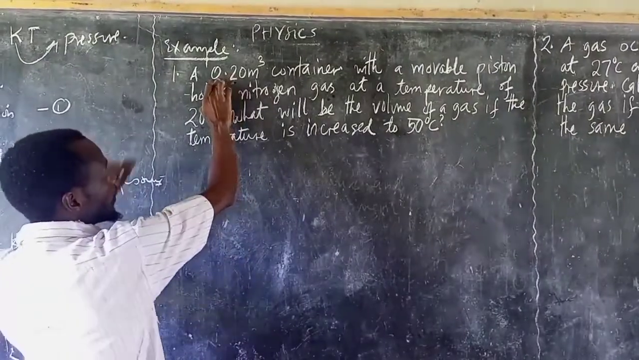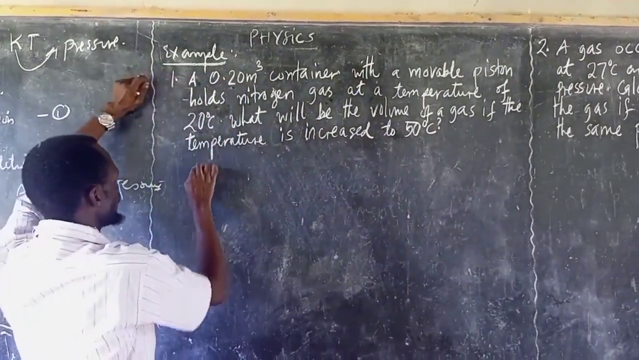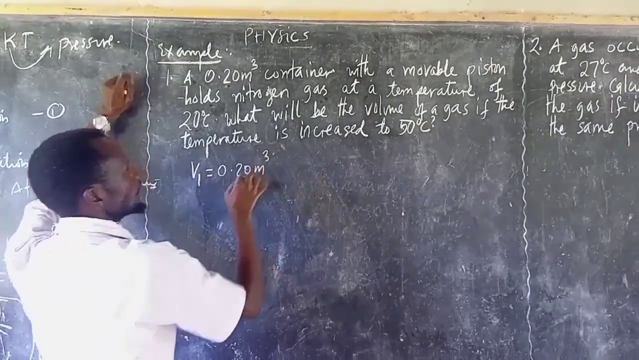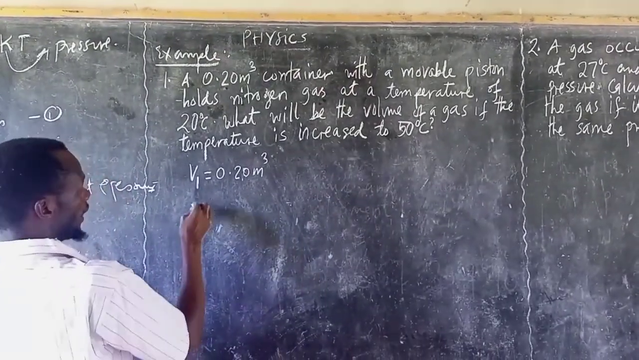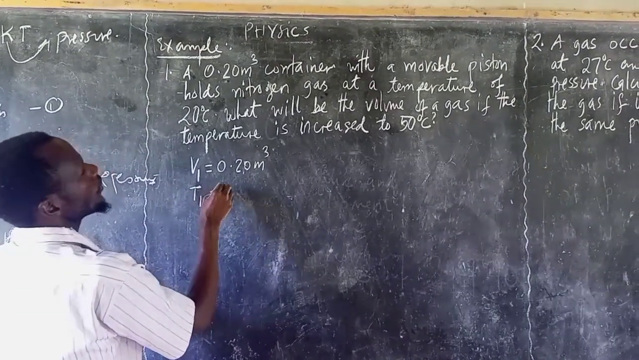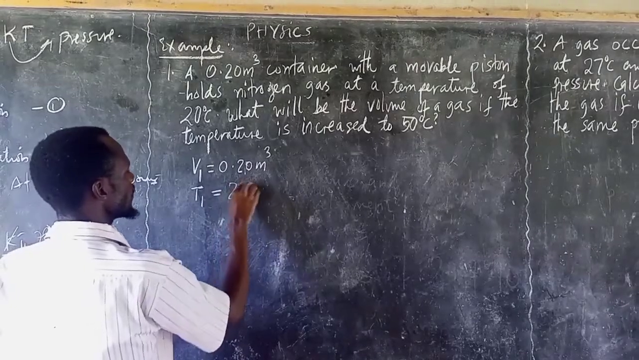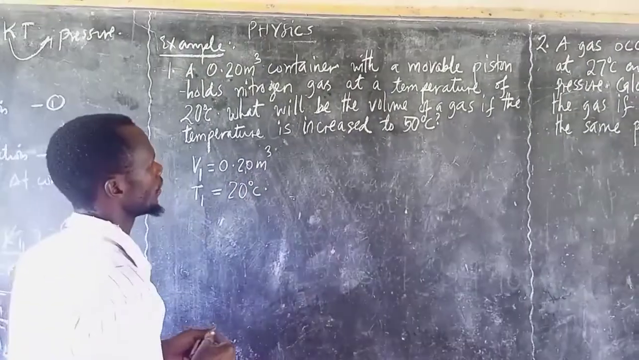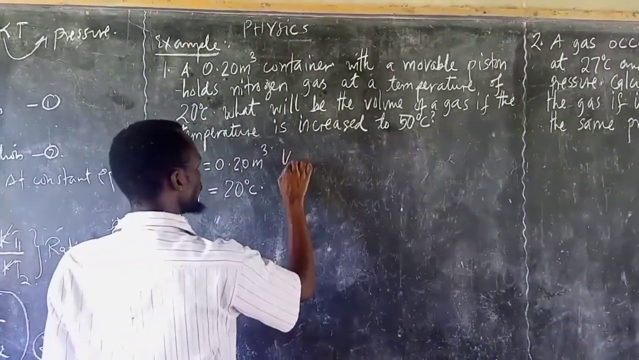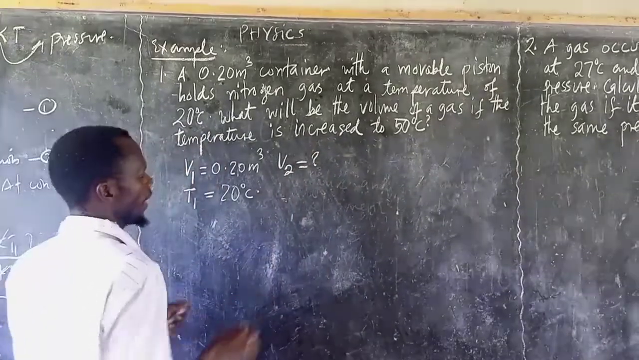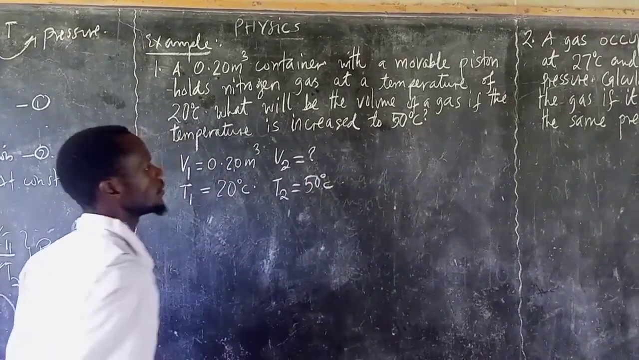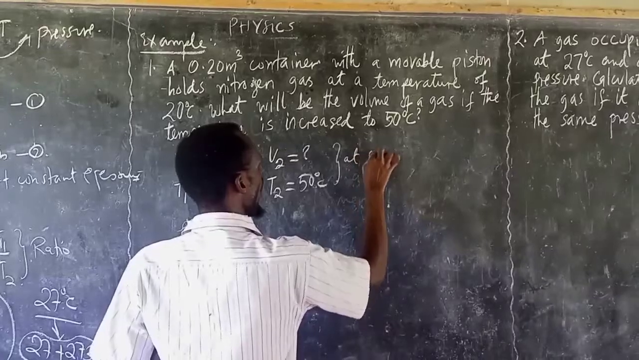The volume V1 was equal to 0.20 cubic meters. It was this volume at T1, a temperature of 20 degrees Celsius. And the question is, what will be the second volume when the temperature is changed to 50 degrees Celsius? This is at constant pressure.